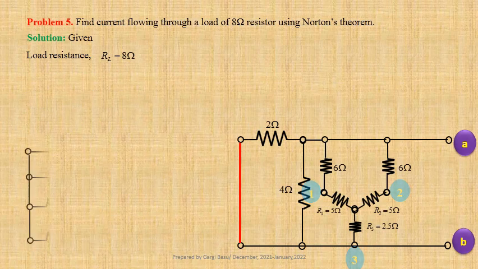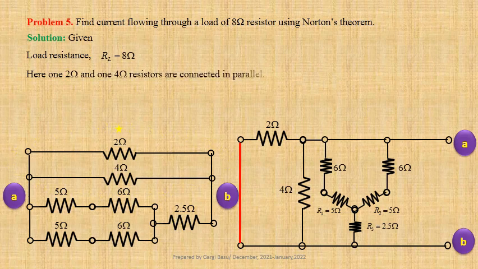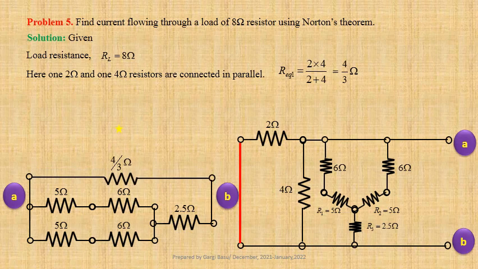Let us redraw the network. Equivalent resistance obtained between terminals A and B gives us Norton's resistance. Here, one 2 ohm and one 4 ohm resistors are connected in parallel. Their equivalent resistance Req1 equals 2 into 4 divided by 2 plus 4 equals 4 upon 3 ohm.